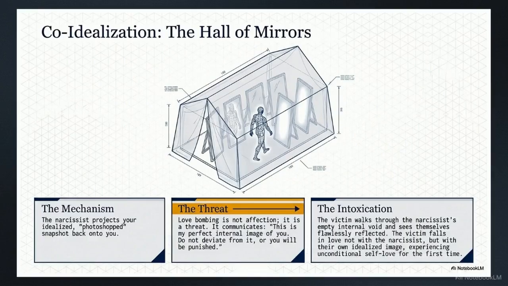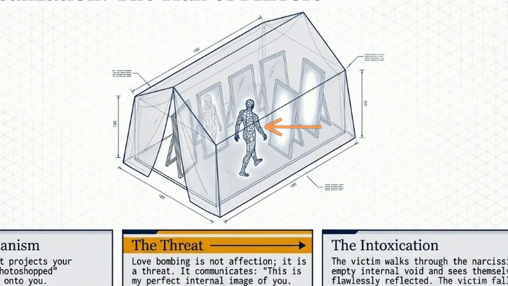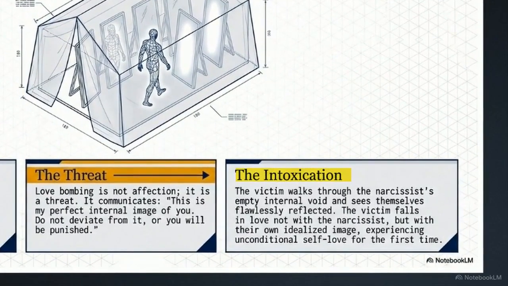The soulmate sensation is a product of the Hall of Mirrors. David projects his idealized snapshot back onto Sarah. She walks through this empty void and sees herself flawlessly reflected, falling in love with her own idealized image and experiencing the intoxication of unconditional self-love.